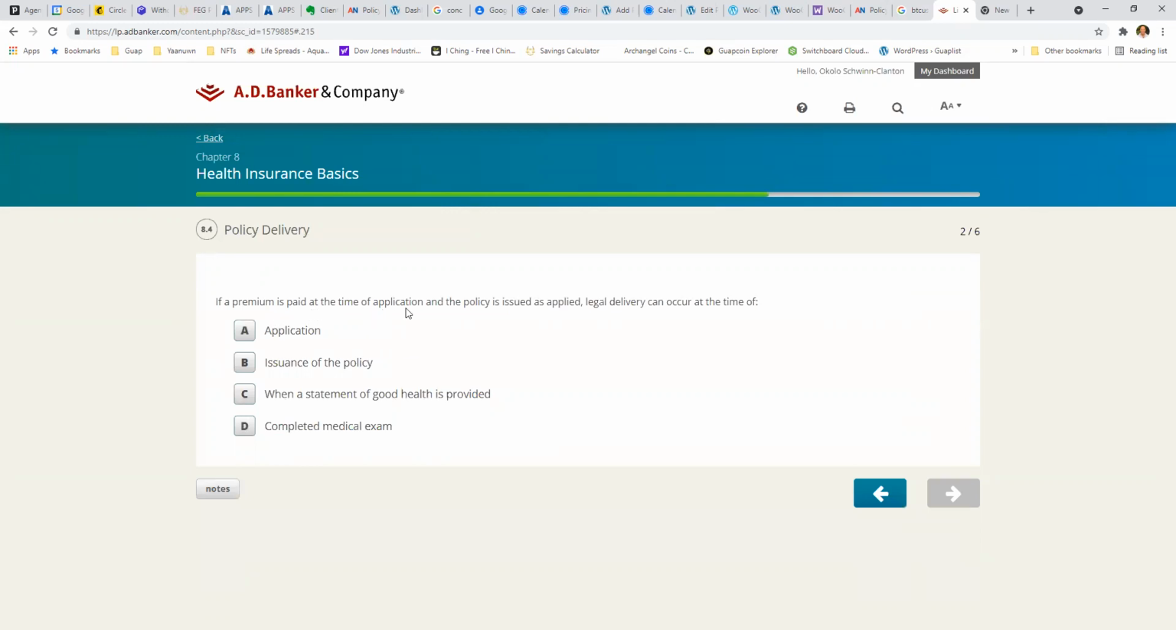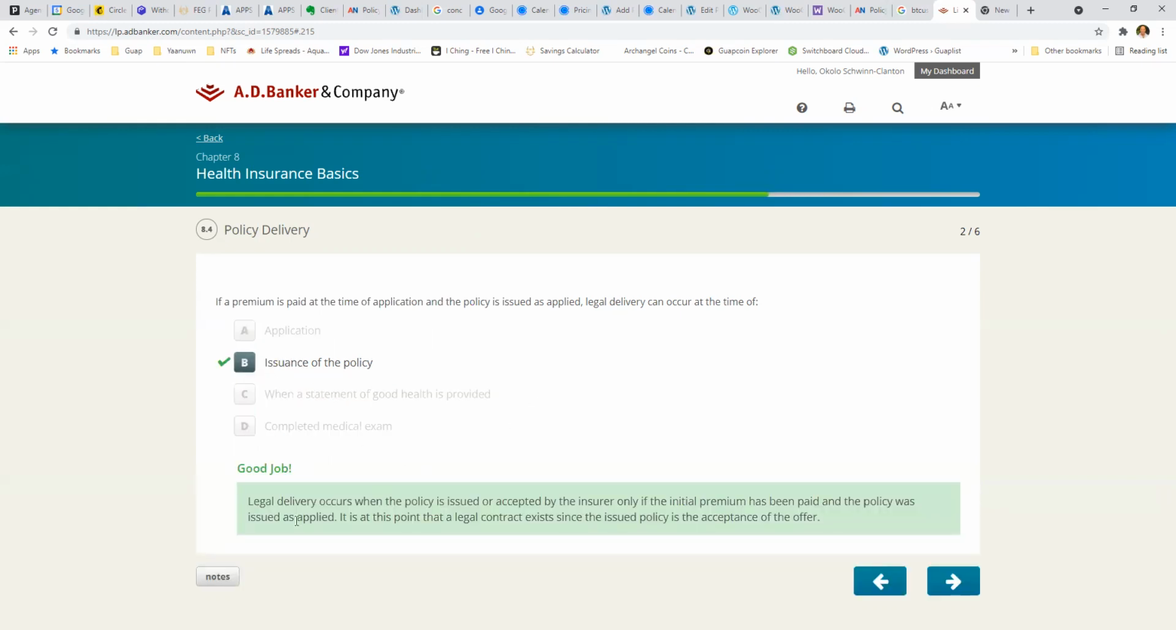If a premium is paid at the time of application and a policy is issued as applied, legal delivery can occur at the time of application. That's impossible. No. Issuance of the policy, when a statement of good health is provided, completed medical exam. Delivery can only happen when the policy is issued. Okay. Yep. Legal delivery occurs when the policy is issued or accepted by the insurer only if the initial premium has been paid and the policy was issued as applied. It is at this point that a legal contract exists, since the issued policy is the acceptance of the offer.